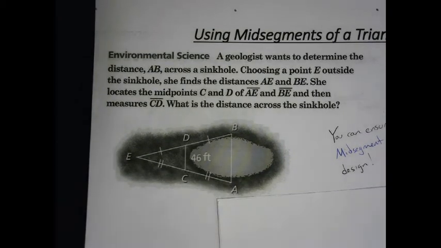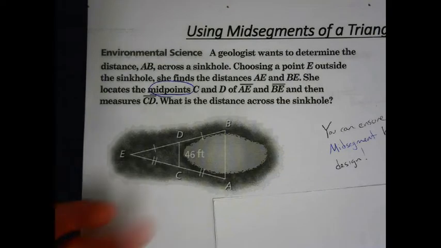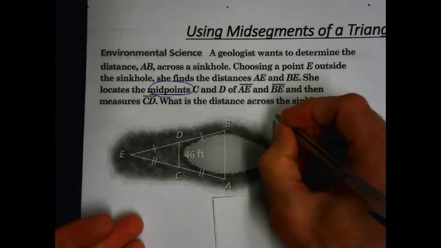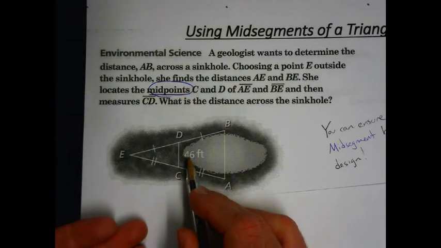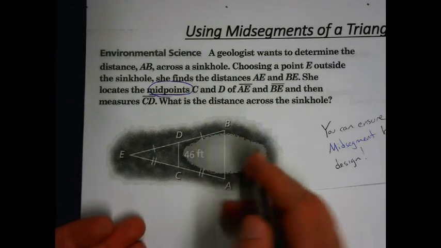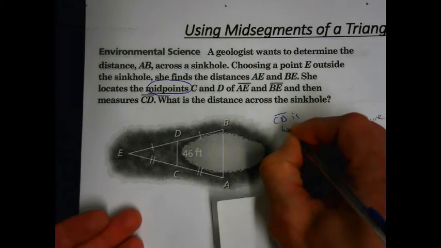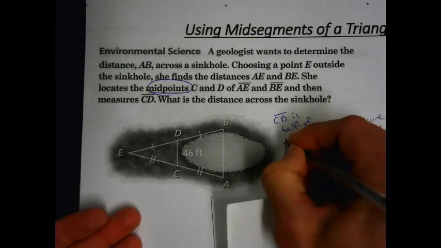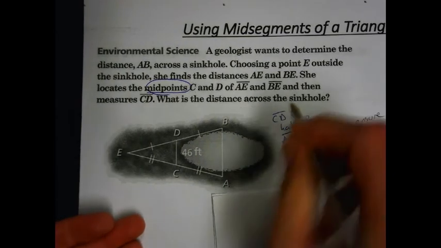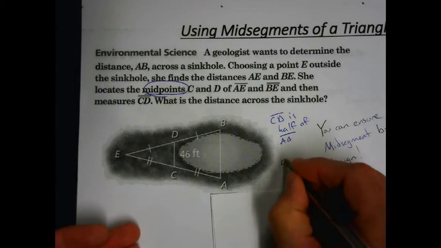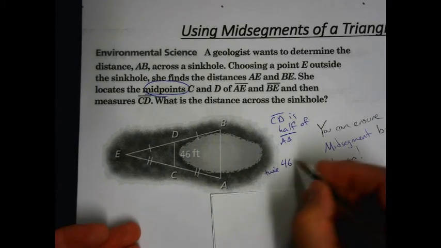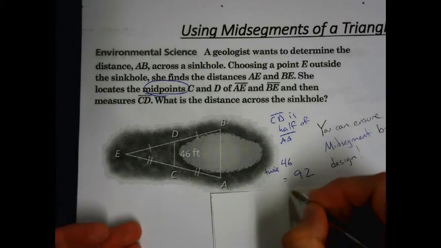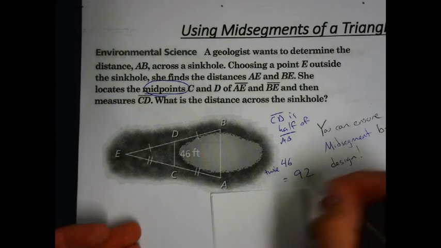Well, since C and D are midpoints, we know we have midsegments. And if we have midsegments, they are parallel and half as long, right? So CD is half of AB. And if CD is 46, then we need twice 46, which would be 92. So we have 92 feet.